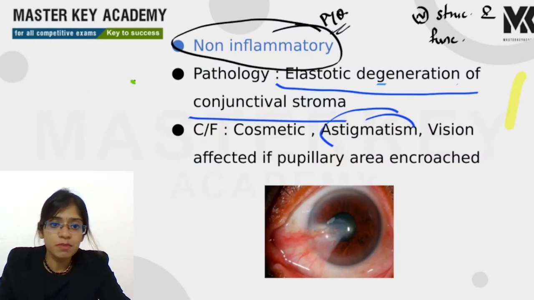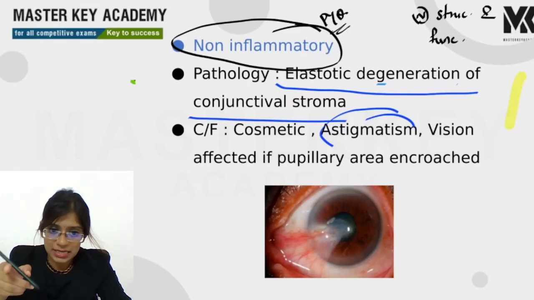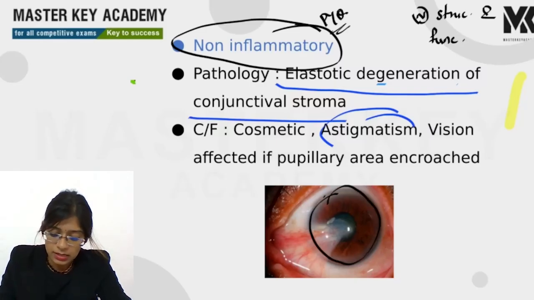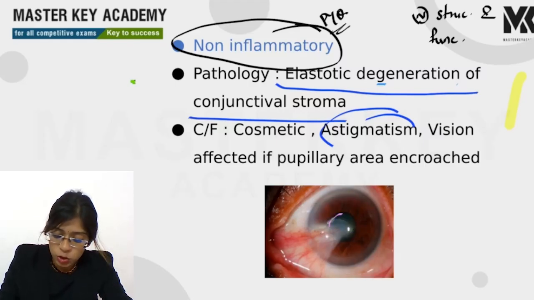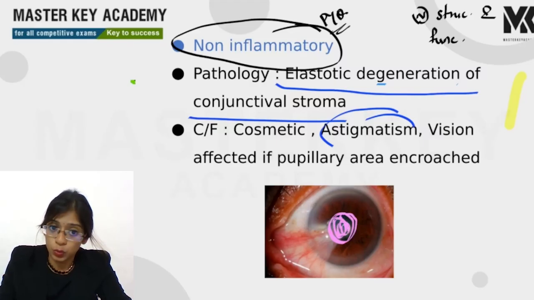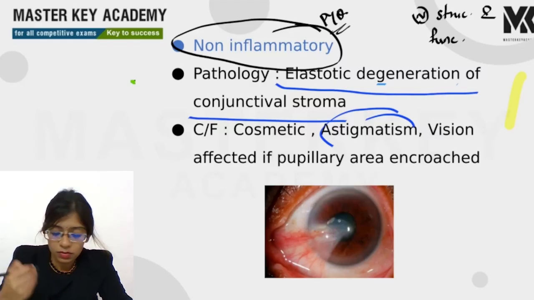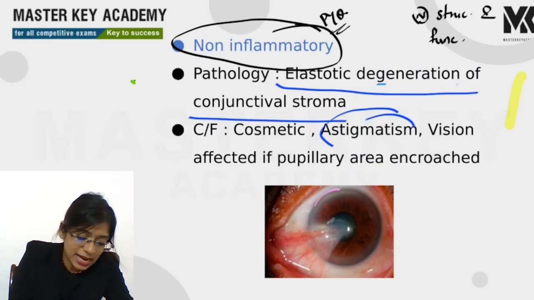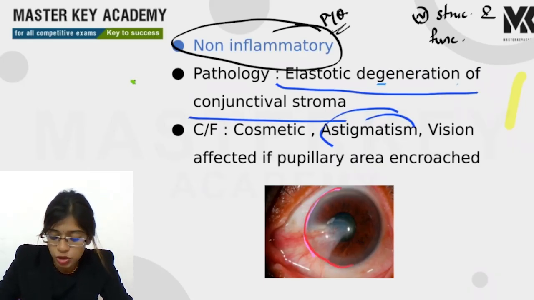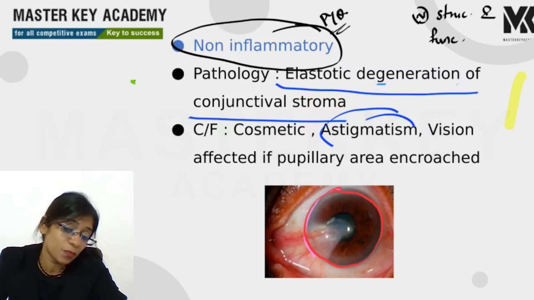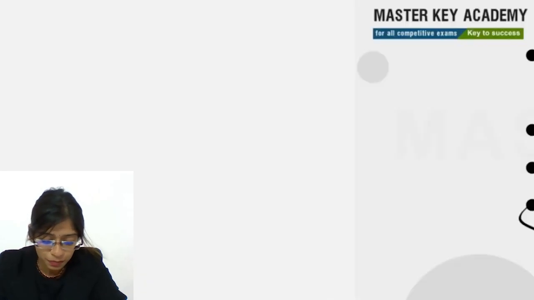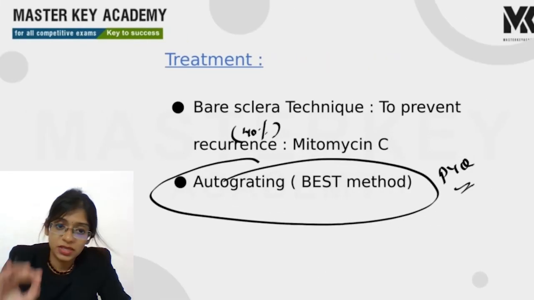Guys, you know what is limbus, right? See, the white part of the eye is called sclera. This is the cornea. And what is the space that you see here? This is the pupil. I'm sure you guys know it, but we'll just revise. And this lining that I am drawing here, the junction between the sclera and the cornea, that is called the limbus. Limbus has got stem cells. So autografting is the best method.